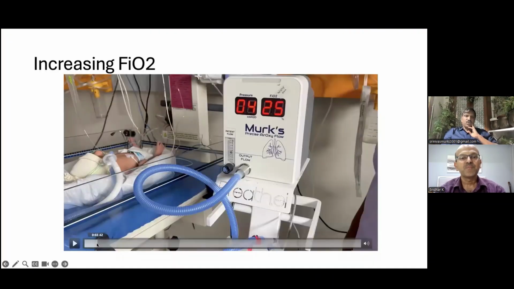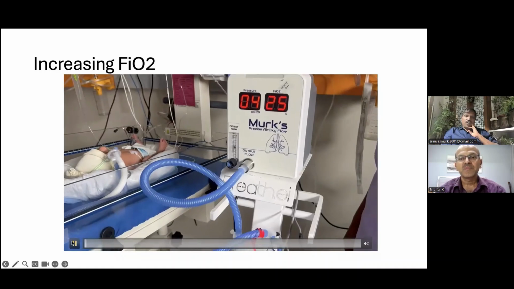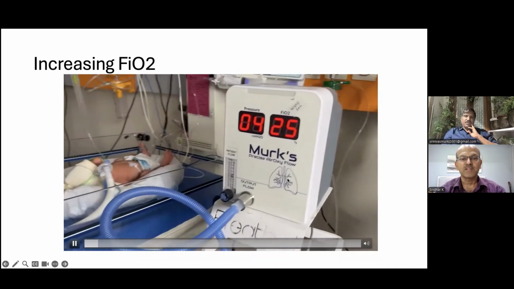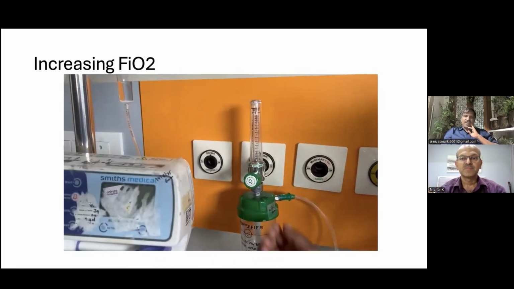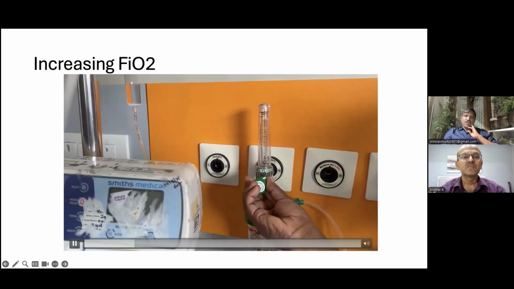So this video shows how to increase the FiO2. Does it have any alarms, a leak alarm or anything? No, actually, I didn't want to make it very complicated. But it doesn't deliver pressure more than 25.